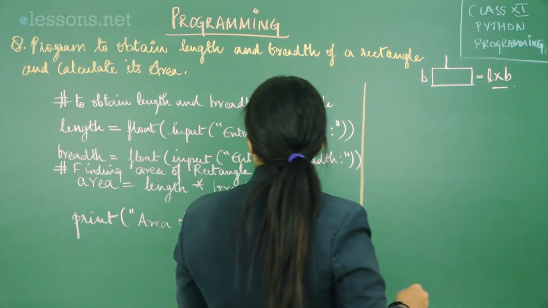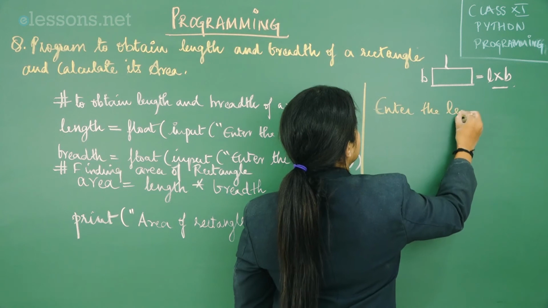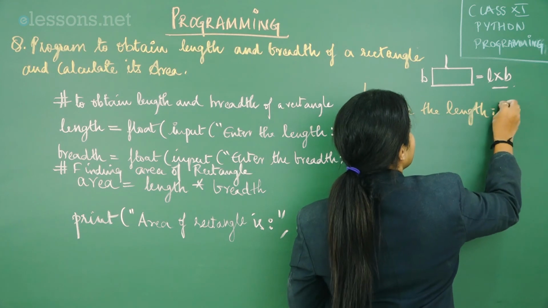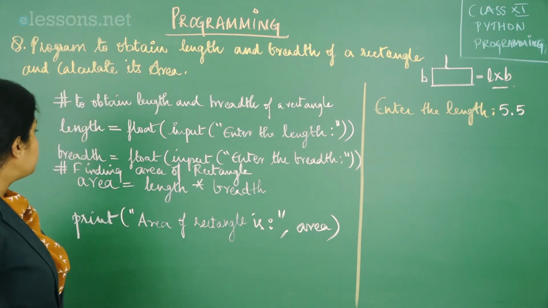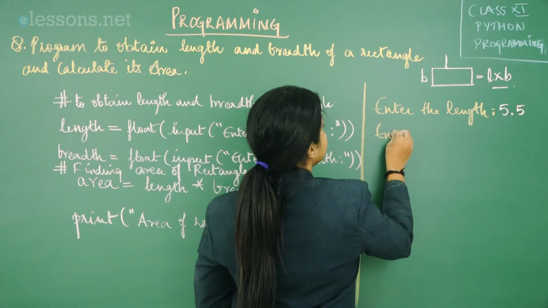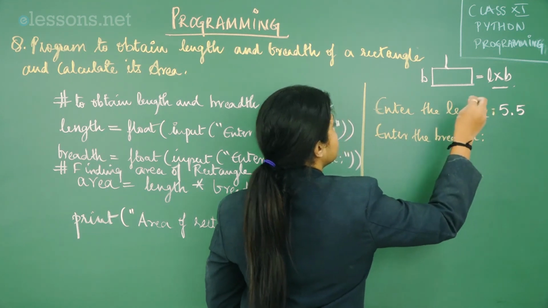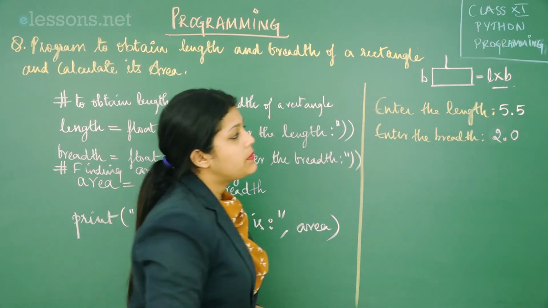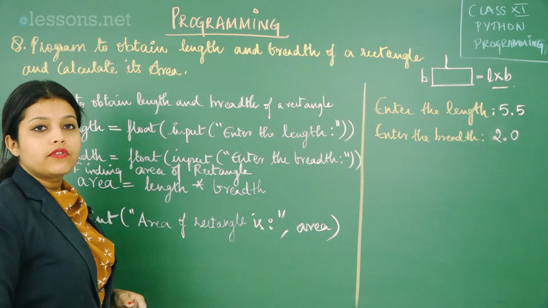Then let's say length is equal to float. So it will be enter the length. So I'll enter the length as, let's say, 5.5. Okay. The next one, breadth, is enter the breadth. So it will be 2. Okay. Why will it be 2.0? Because there is a float function here. Even if I have entered 2, it will convert it into a float value.